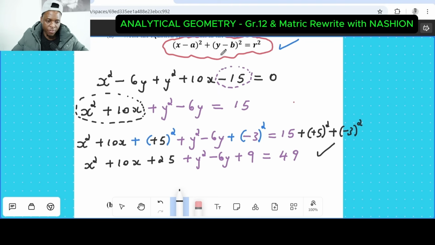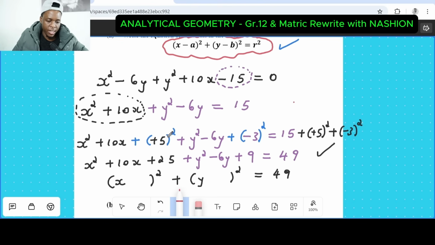Now the standard form. This is what we do. Brackets, all squared, plus brackets, all squared. On the right, we have 49. The first brackets, we want x. Next brackets, we want y. But what do we write exactly?